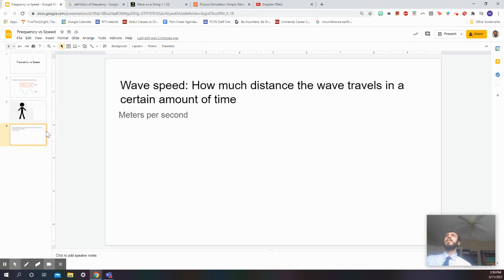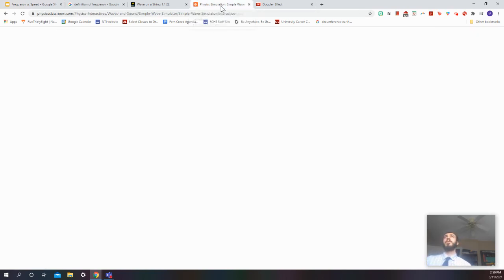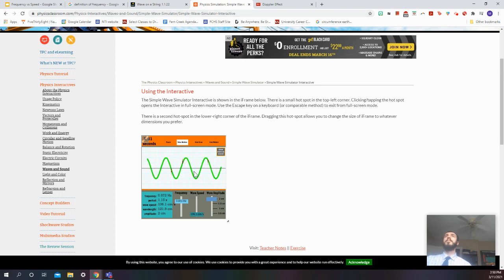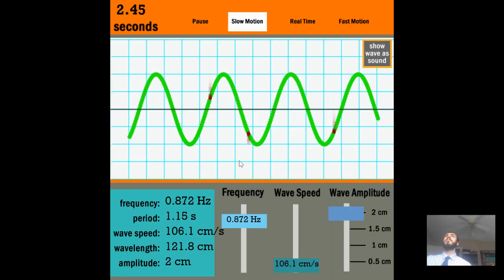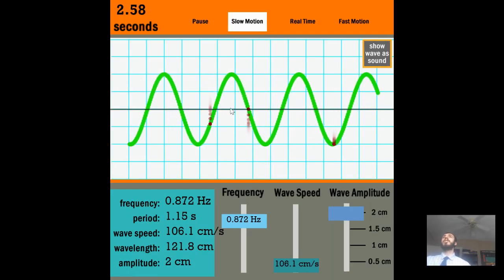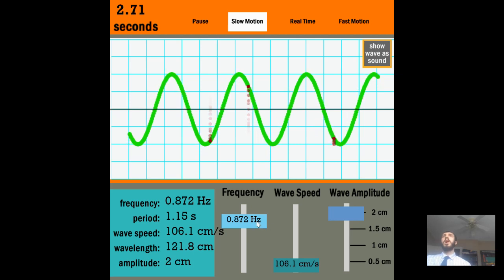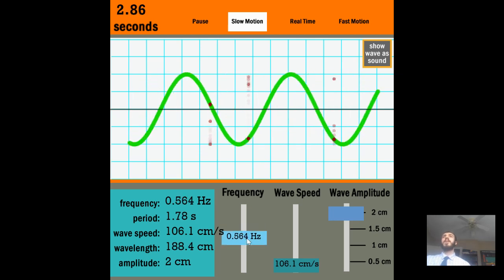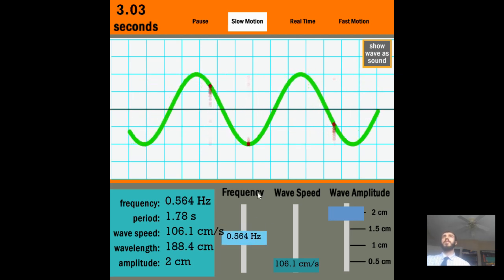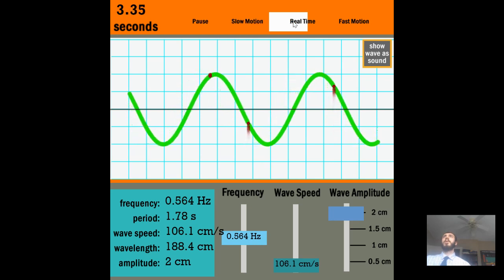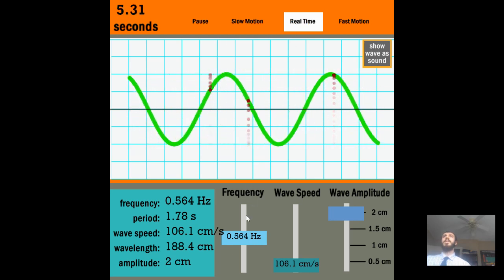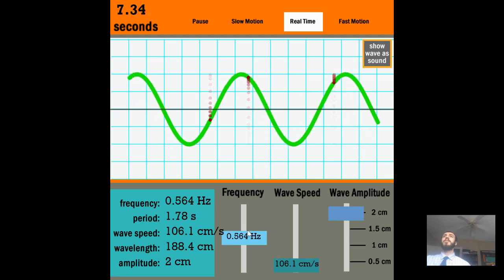But wave speed is just how much distance the wave travels in a certain amount of time. It's measured in meters per second. So if you look at a wave like this, I'm going to pull this one up. This is maybe easier to see. You can see the wave actually moving. And you see that there are two different sliders here. So I can decrease or increase the frequency. I'm going to make it back in real time. It's more fun, faster.